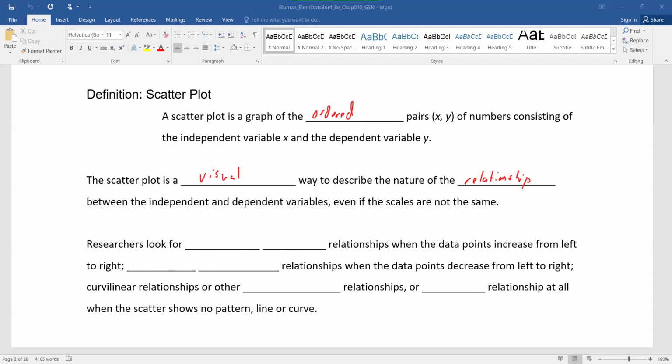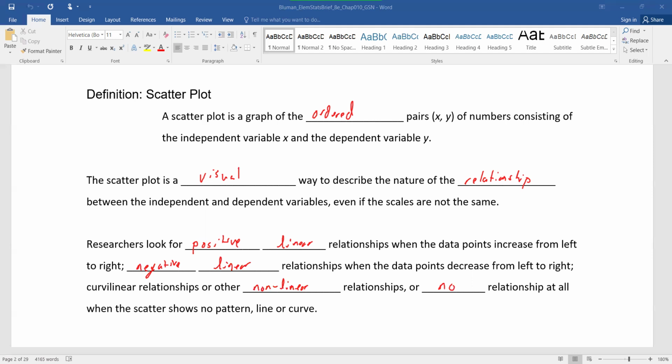Researchers are looking for positive linear relationships when the data points increase from left to right. So you read a graph like you read a book, from left to right, and a negative linear relationship when the data points decrease from left to right. Curvilinear relationships or other non-linear relationships, or no relationships at all when the scatter shows no pattern, line, or curve.